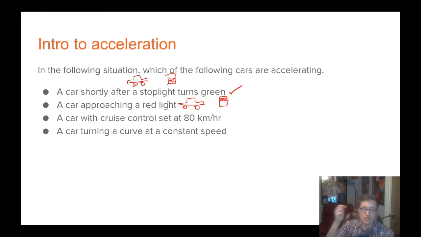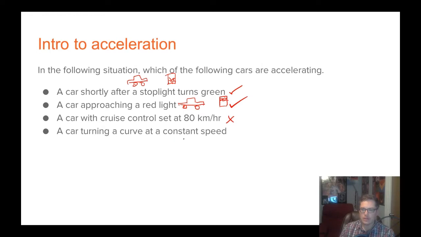Okay, so that means our acceleration is actually in the negative direction, or opposite of our velocity direction. So that means we're actually slowing down. Yes, but that's still termed acceleration. Okay, so our car is actually accelerating here, because our velocity is changing. All right, how about a car with cruise control set at 80 kilometers? Well, here our velocity is not changing, so therefore this car is not accelerating. All right, our velocity is even.